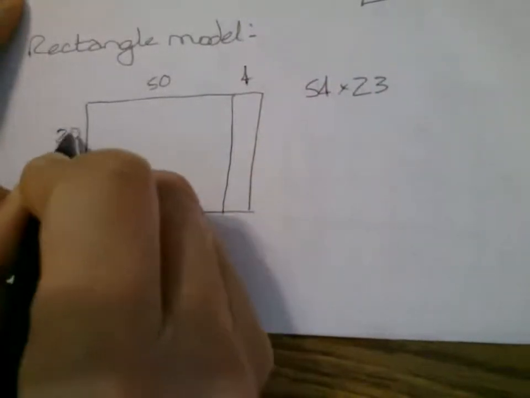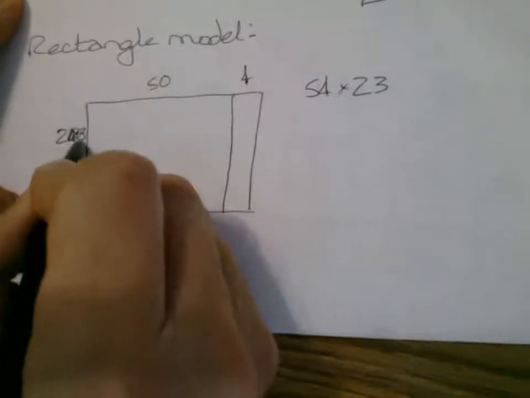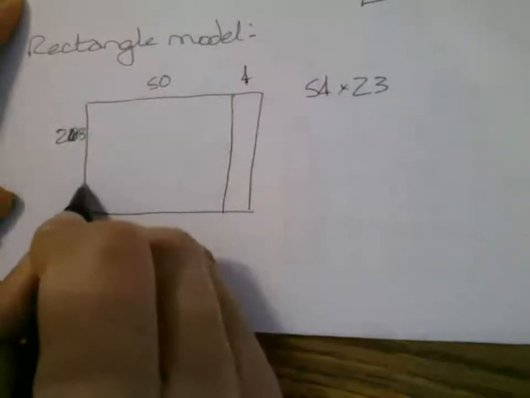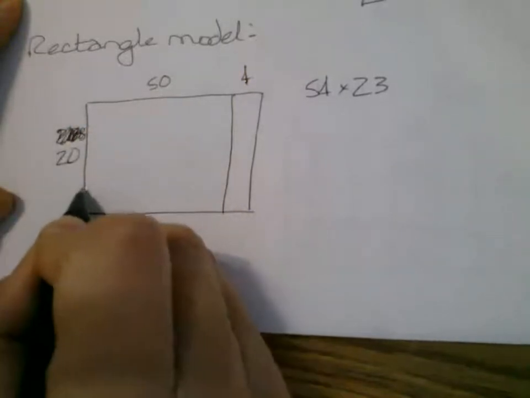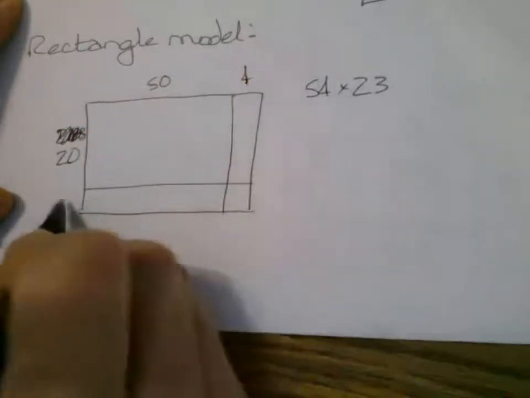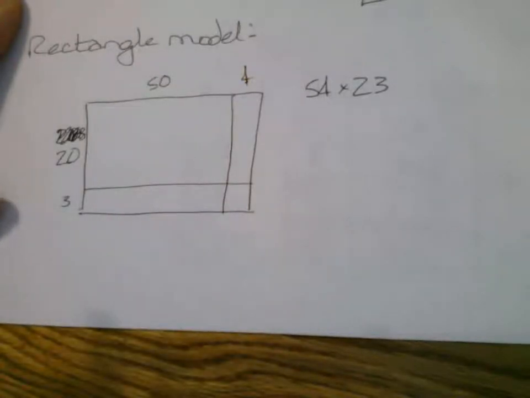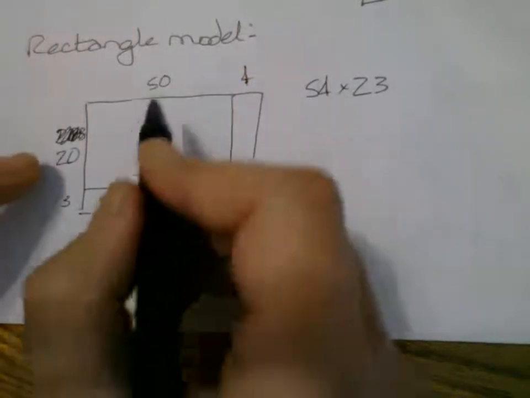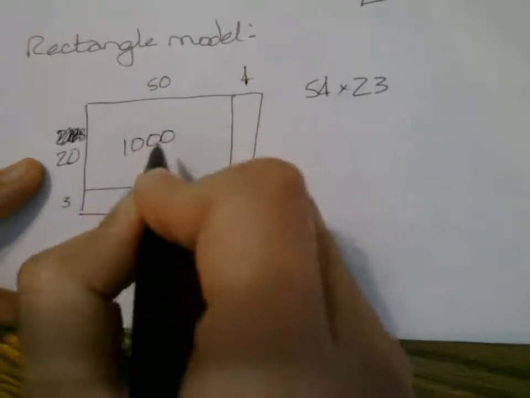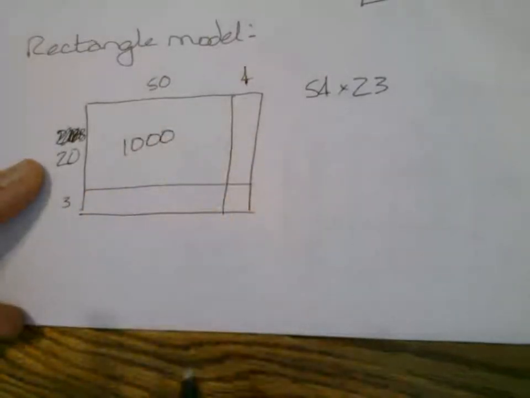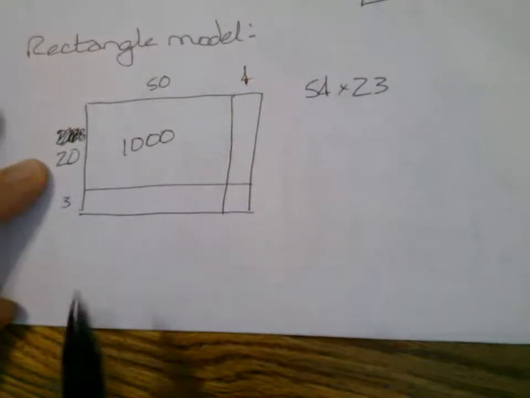23 is 20, which is most of this space, and then 3 is just a little bit there at the end. Now I'm going to multiply. 50 times 20, that's 1,000. That's the same total that we got before when we multiplied 50 by 20.